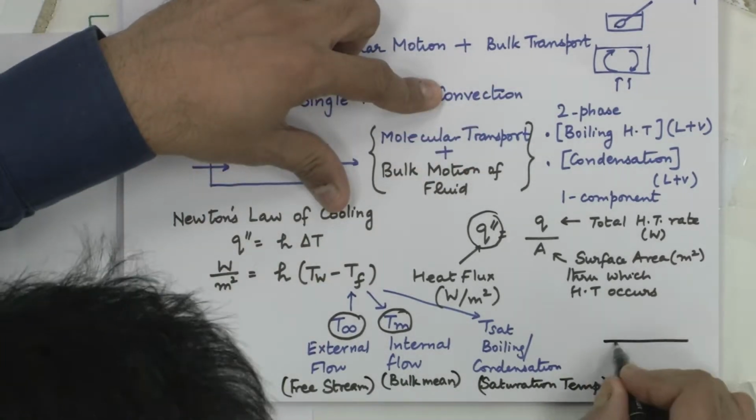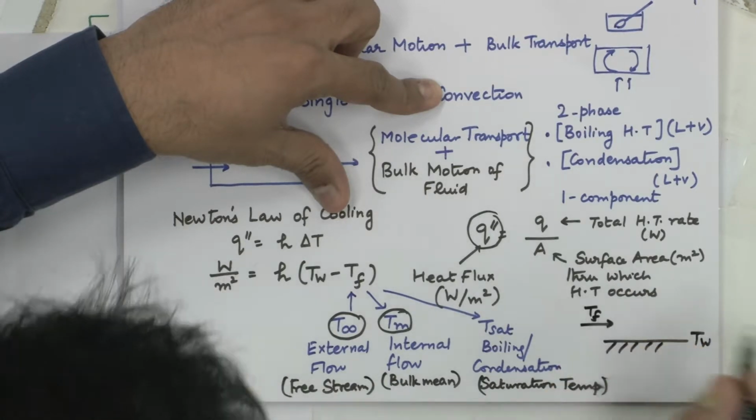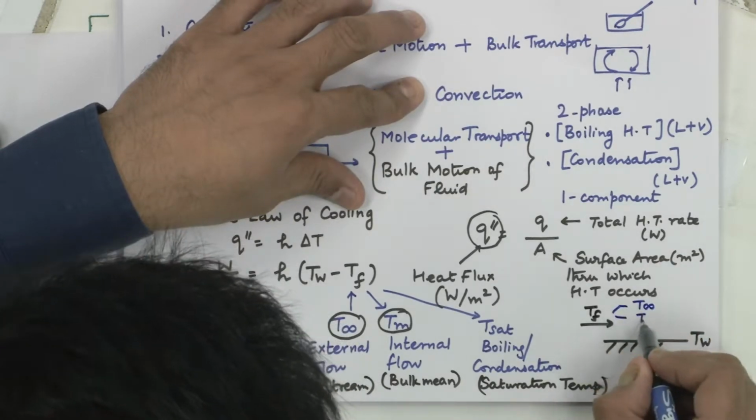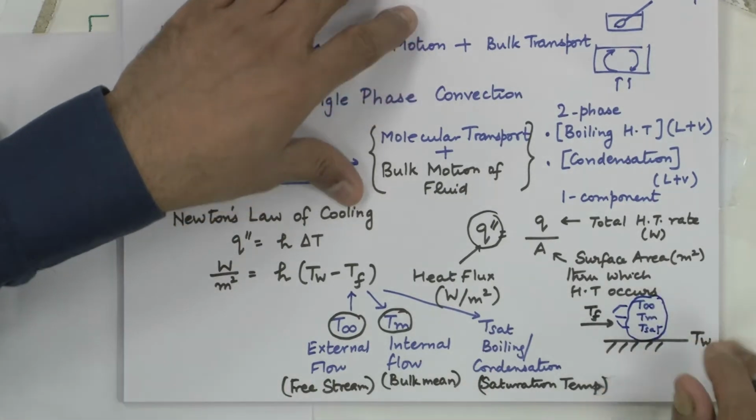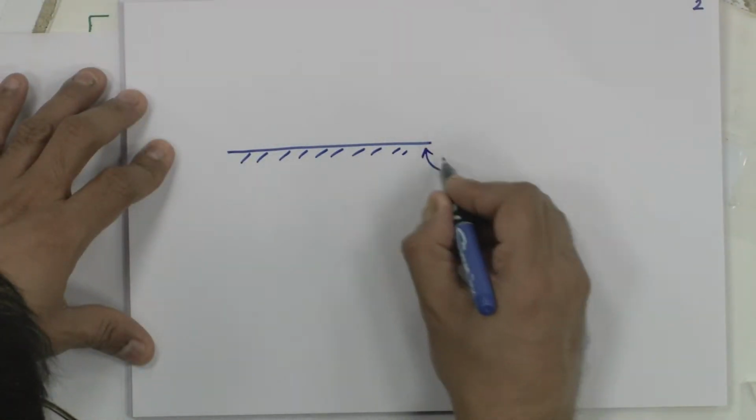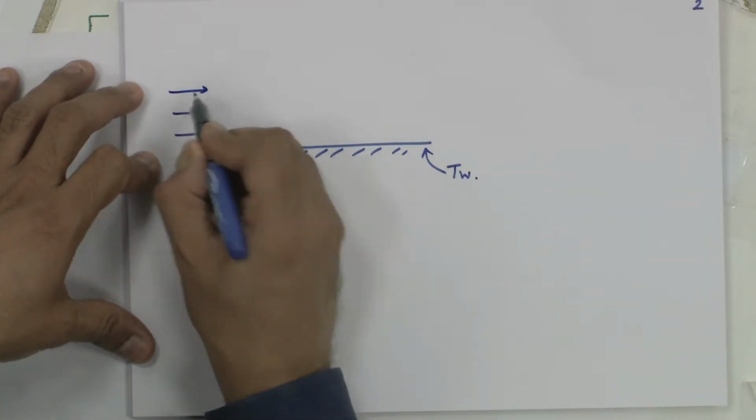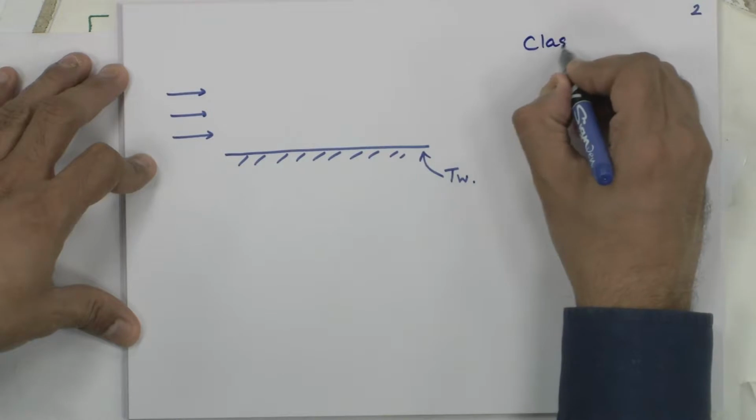So, this is your T wall, this could be the T fluid. This T fluid could be T infinity in case of external flow, could be T bulk mean or T sat, depending on the problem in hand. So, for convective heat transfer to occur, you need to have a temperature difference, and this is your wall Tw. So, if I have an external flow, this seamlessly brings us to classification of convection.